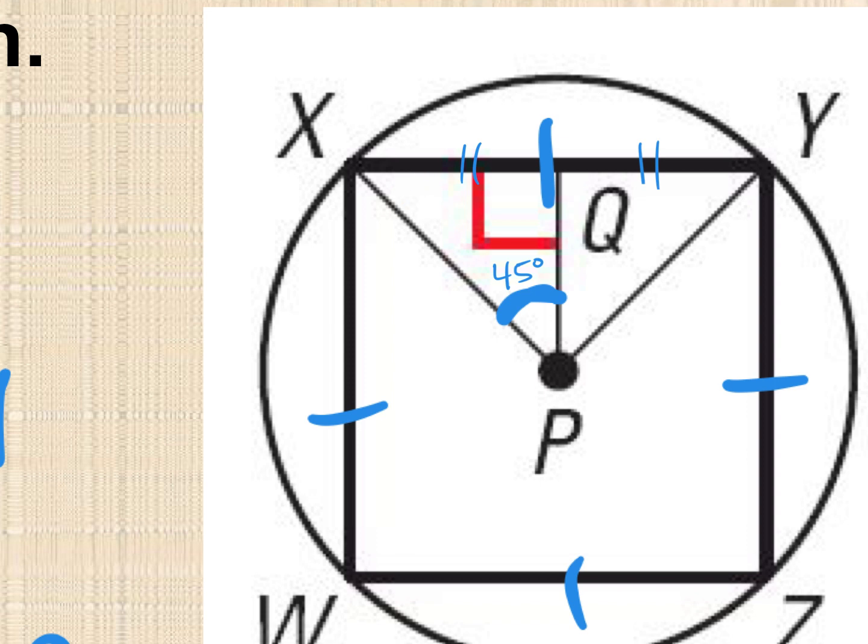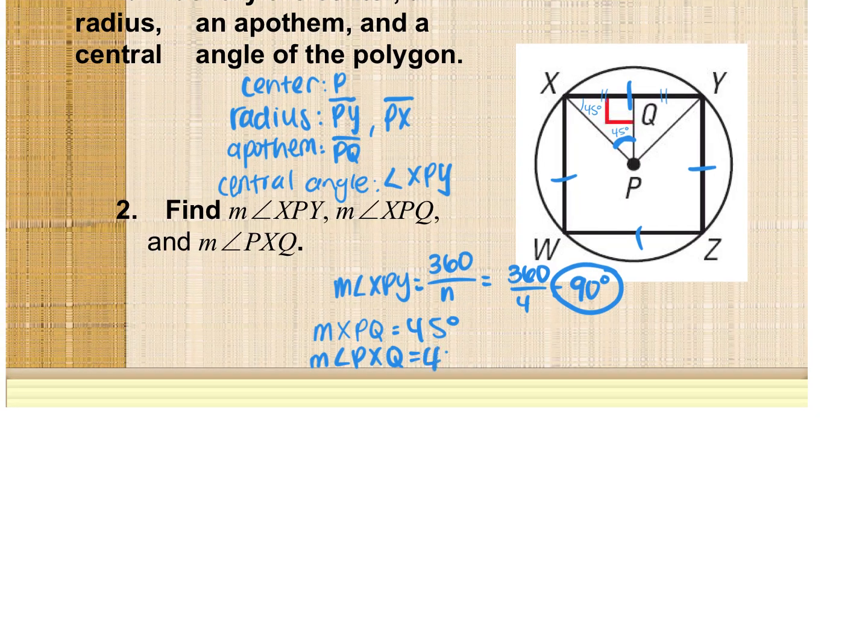Excellent. 90 plus 45 subtracted from 180. Or you can automatically know, is this a special right triangle? Sure is. It's a 45, 45, 90. So you can automatically assume that that last one is 45 degrees.